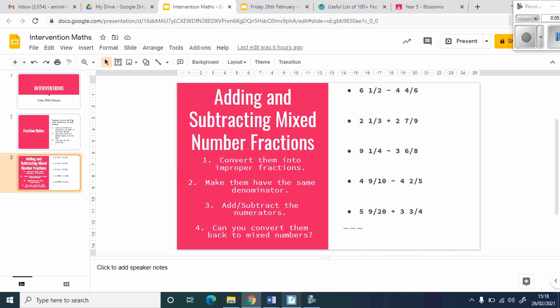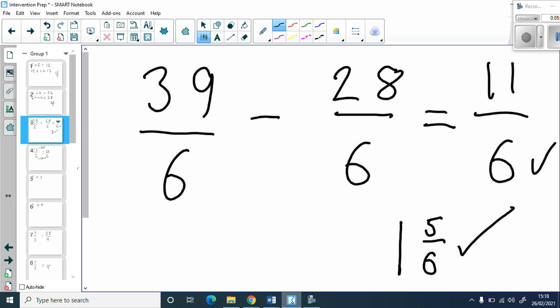So that is how we're going to be doing it. And I'm just going to run through all of these questions for you so you can see the process so many times, and hopefully it'll engrave it into your head, and then you can have a go at the questions on the worksheet. So next question, 2 and 1/3 add 2 and 7 ninths.